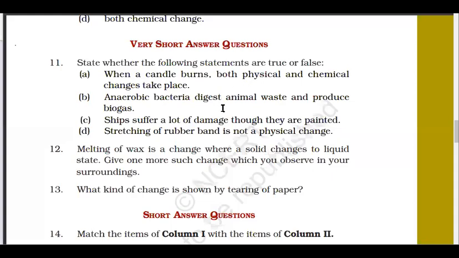Twelfth, melting of wax is a change where solid changes to liquid state, right? Give one more such change which you observed in your surroundings. This is very easy. Very easy. Tell me.